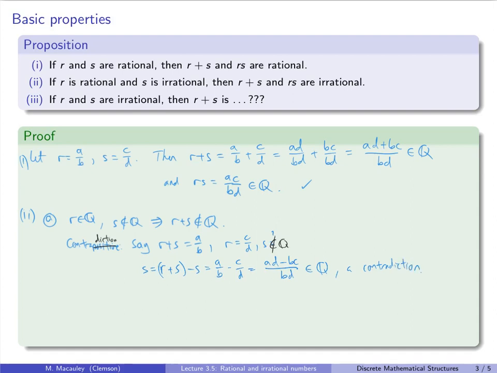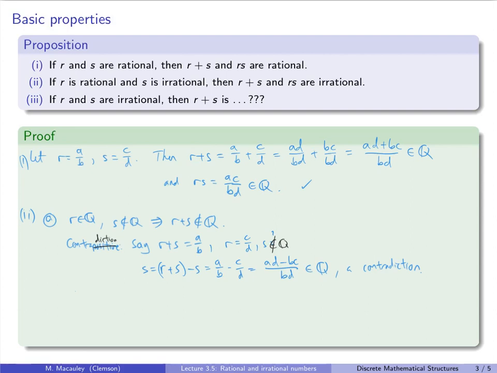You know, we didn't have to do this by contradiction. I could have said, suppose this was false, and then if r is rational, then this has to be rational as well, which means the assumption is false. Either of these work. But however you do it, it has to be indirect. Finally, the last one. If r and s are irrational, then what about their sum?